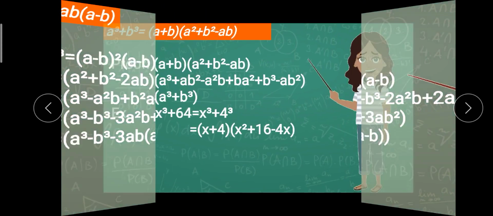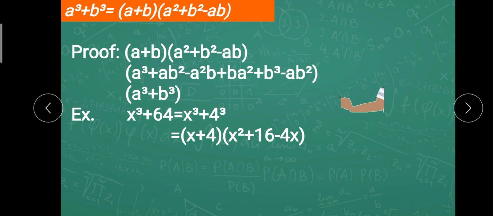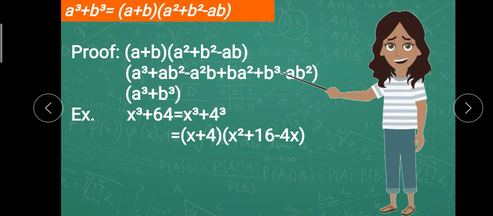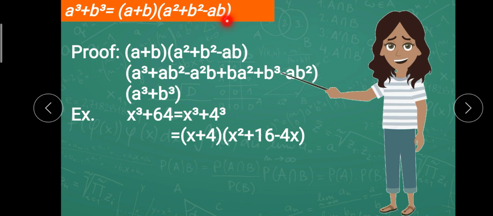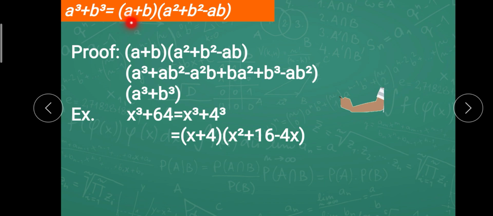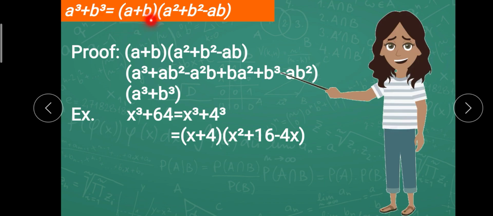Okay, so now move to the next identity. This is also one of the most important identities. So a cube plus b cube is written as a plus b times a square plus b square minus ab. Okay, so whenever you see a cube plus b cube, always write it in the form a plus b times a square plus b square minus ab. So now let us see the proof.